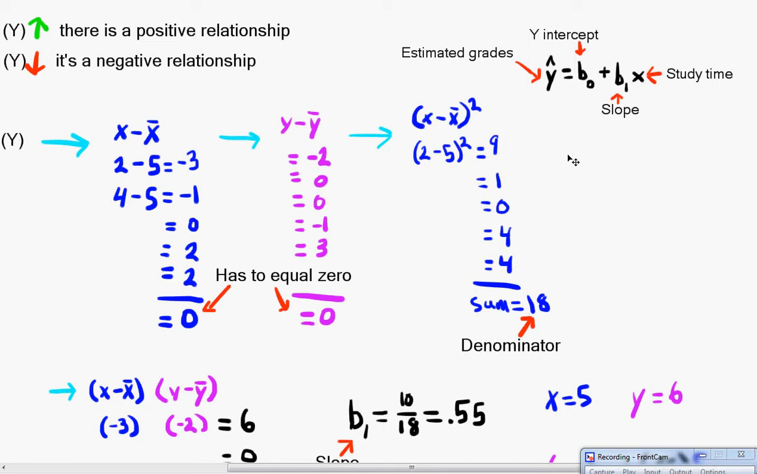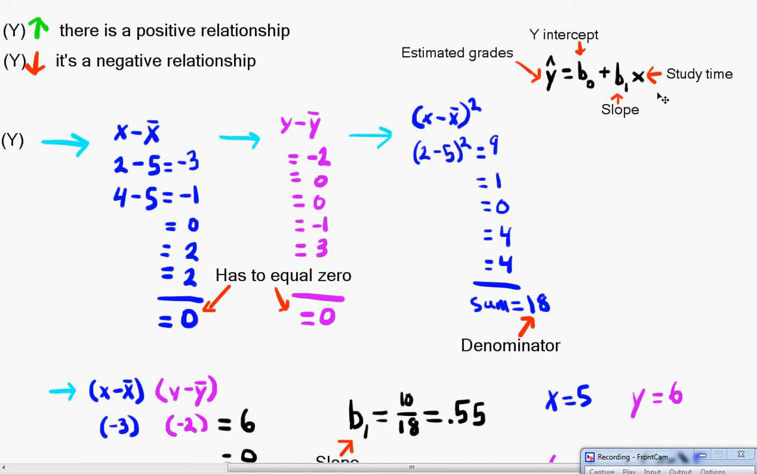So in my example, I'm going to try and show a relationship between the amount of time students spend studying and the scores that they get on their tests. Okay, so let's look at this equation here.